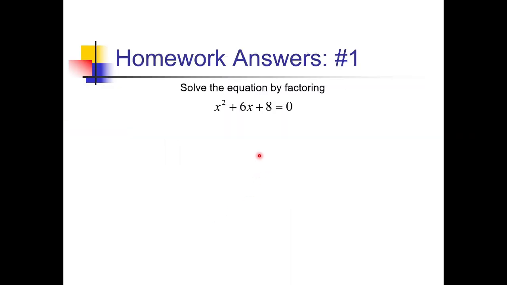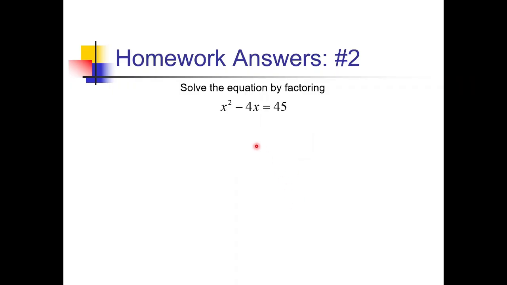For this problem, we see that we're already zeroed out, so all we have to do to solve by factoring is factor the left side here and set everything equal to 0. So I'm looking for numbers that multiply to 8 and add up to 6. 1 and 8 doesn't work, but 2 and 4 does, positive 2 and positive 4. So I can split this up into x plus 2 and x plus 4 equals 0. And then just zeroing each of these out, we see that x equals negative 2 for this first parentheses and negative 4 for the second.